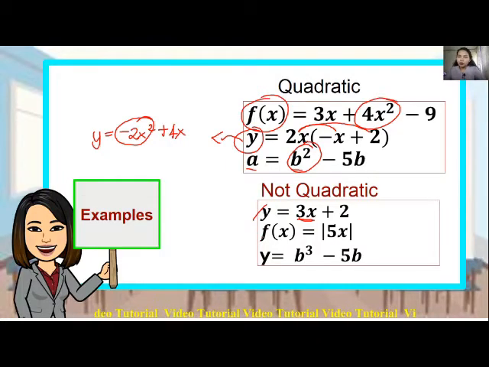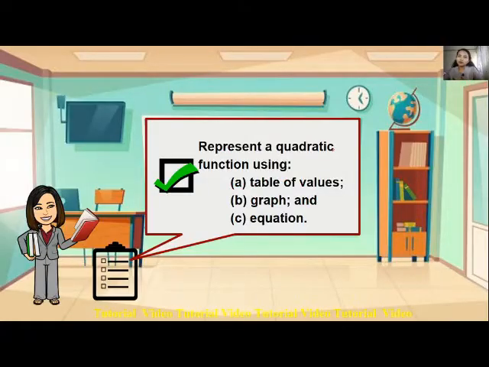And then for our next example, although we have here f of x, we have here a linear term in its absolute value. So this is not a quadratic function. And then on the third one, although we have here y and then b, the highest exponent or the degree will be 3. So this is a cubic function, not a quadratic function. So those are the examples of the equations that will qualify as a quadratic function. So now we are done with our second MELC or target.